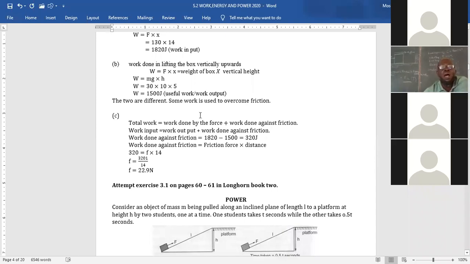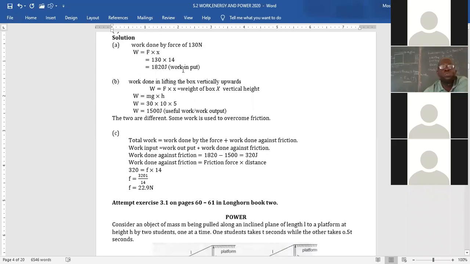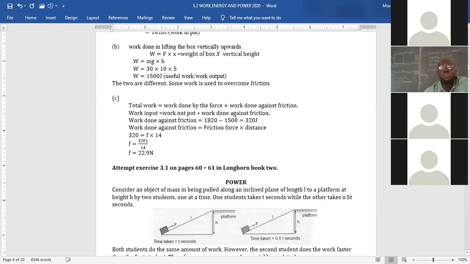And it will be our total work, which we got in part A, subtract away our useful work, the work we got in part B, and that difference is 320 joules. That is the work done against the friction. Is that making sense? Yes, teacher.